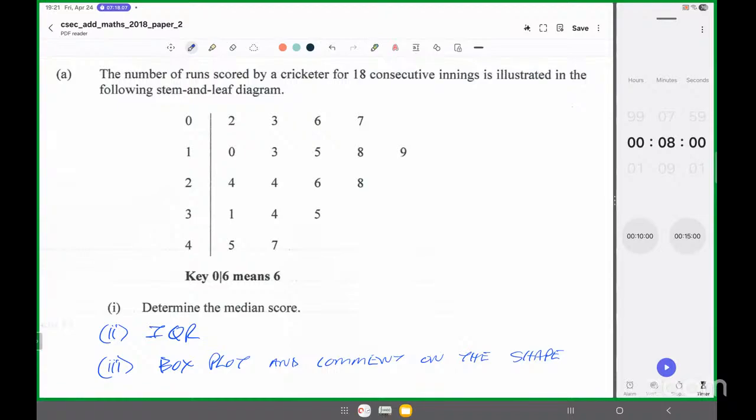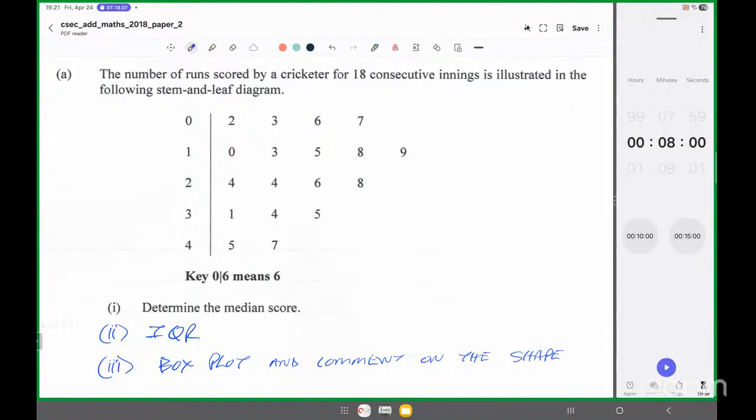All right, how many values here? 18 values, right? Initially, I'm going to divide into 9 and 9. When there is an even number of values, the median becomes the average of the two middle ones. The two middle ones are the 9th one and the 10th one, because the 9th is the last one in the first set and the 10th is the first one in the second set.